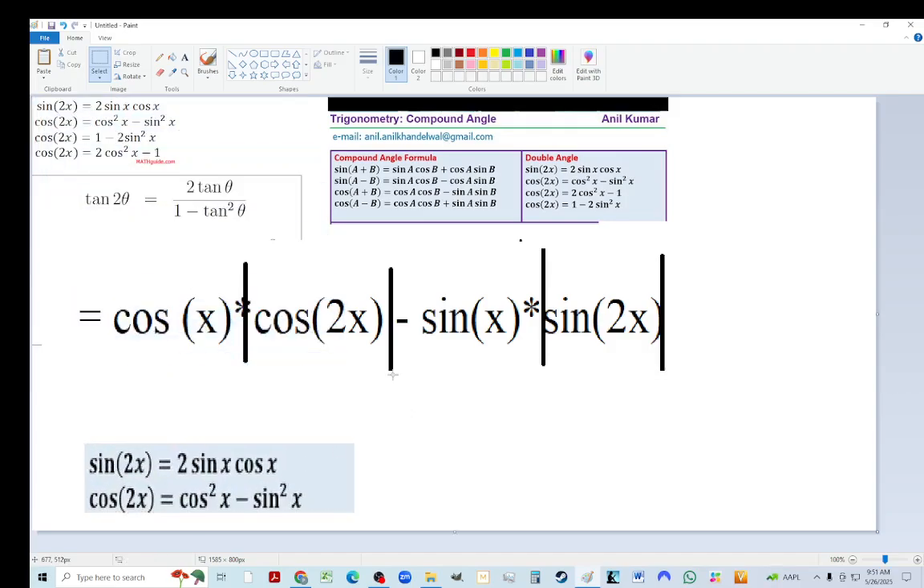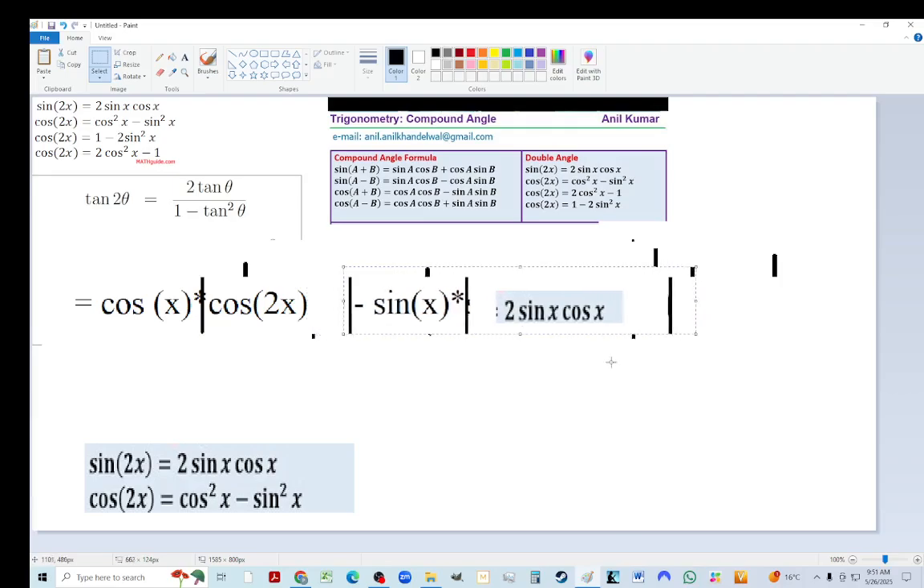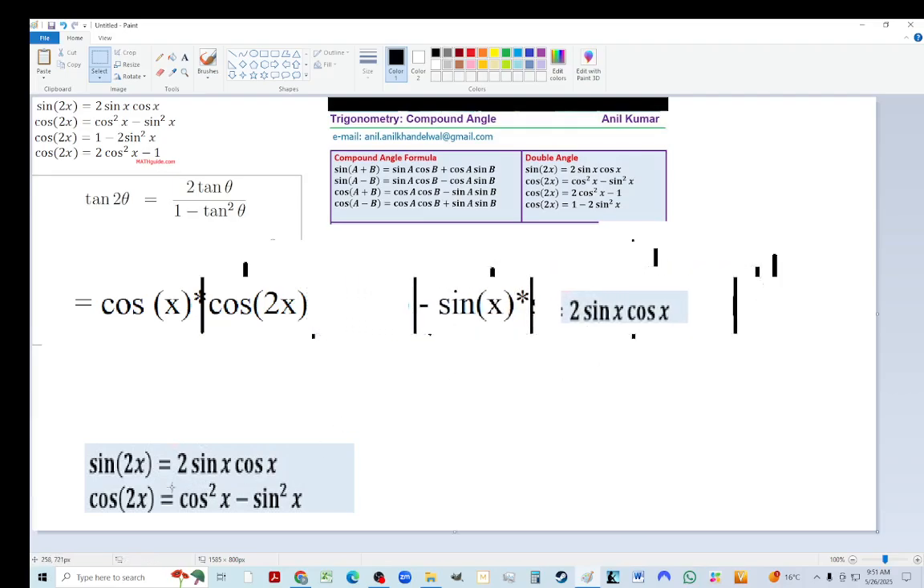Now, wherever I see sine 2x, I replace it with what sine 2x is equivalent to. And wherever I see cos 2x, I'm going to replace it with whatever cos 2x is equivalent to.